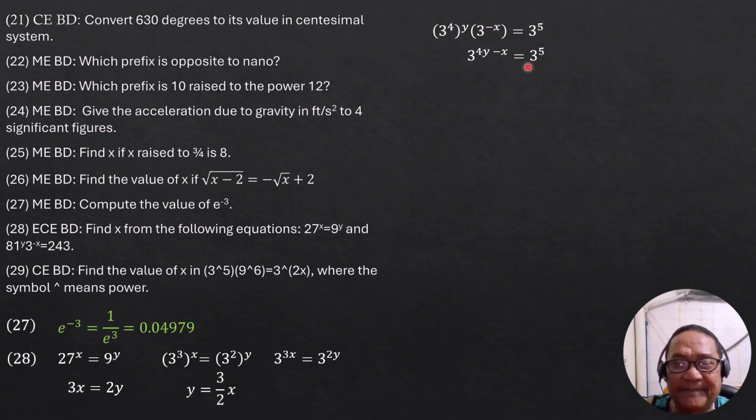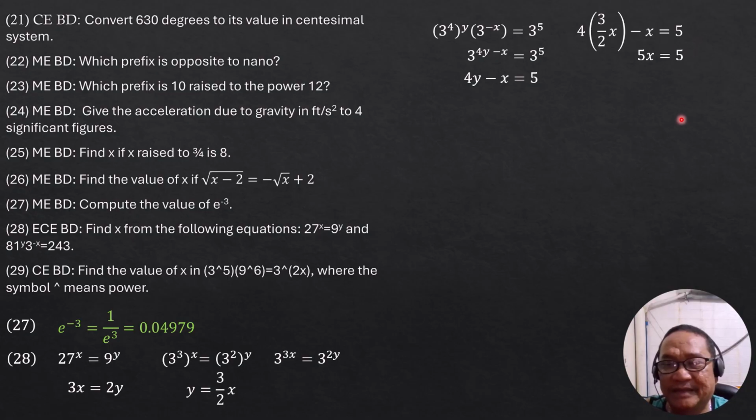They are now of the same base, therefore we equate 4y minus x to 5, and we replace y by 3 halves of x. 4 times 3 halves of x minus x equals 5. 4 times 3 halves of x is 6x, minus x is 5x. 5x equals 5, so that means x is 1. So x is 1. Then problem 29, the last problem, this came out in CE board.